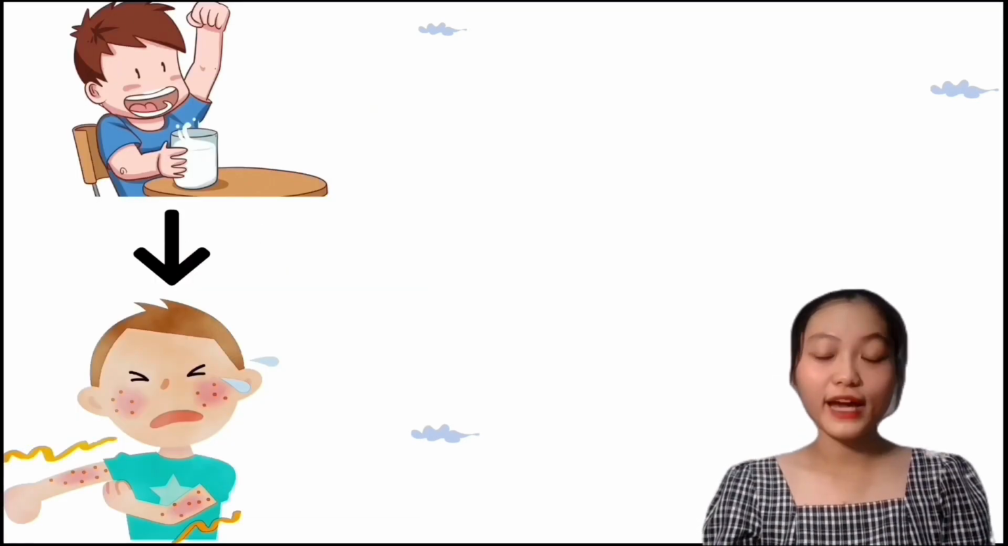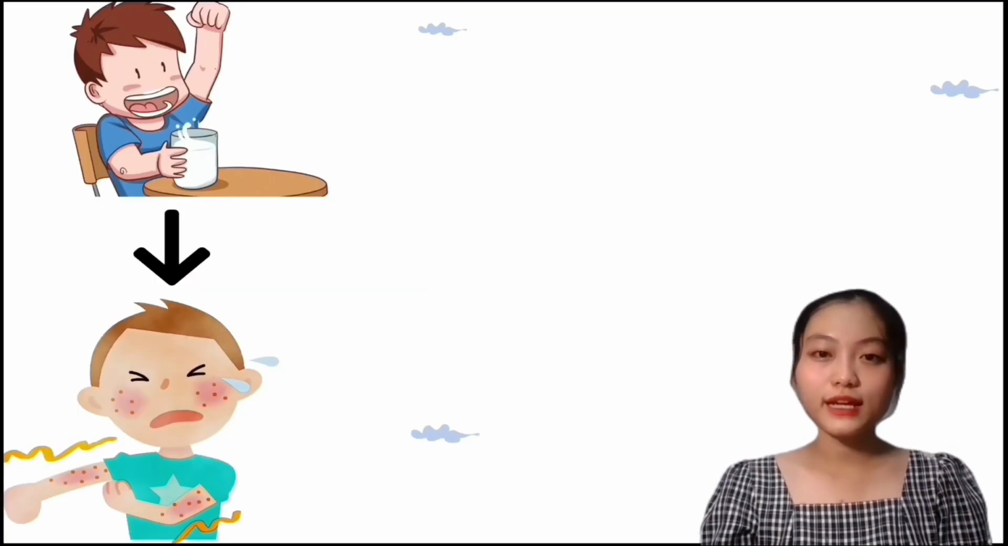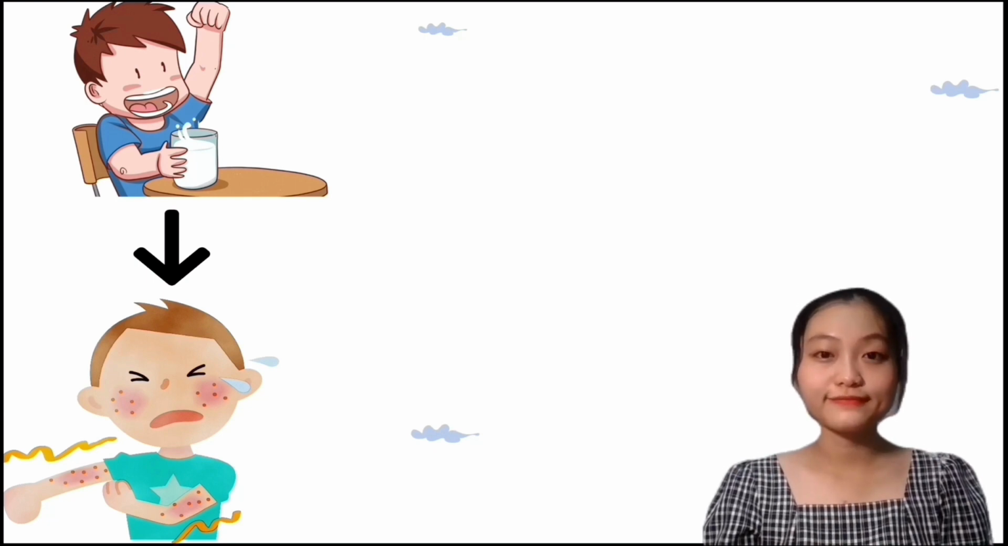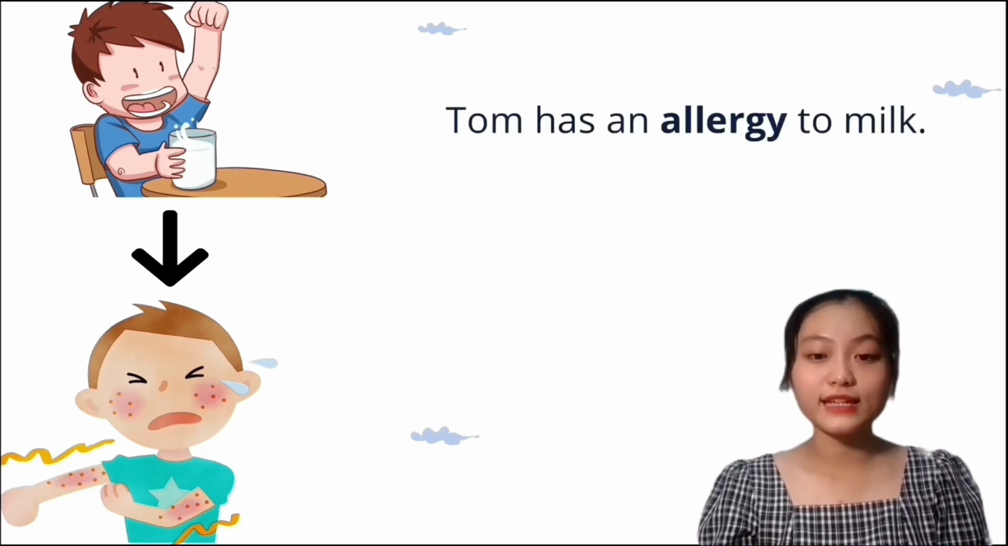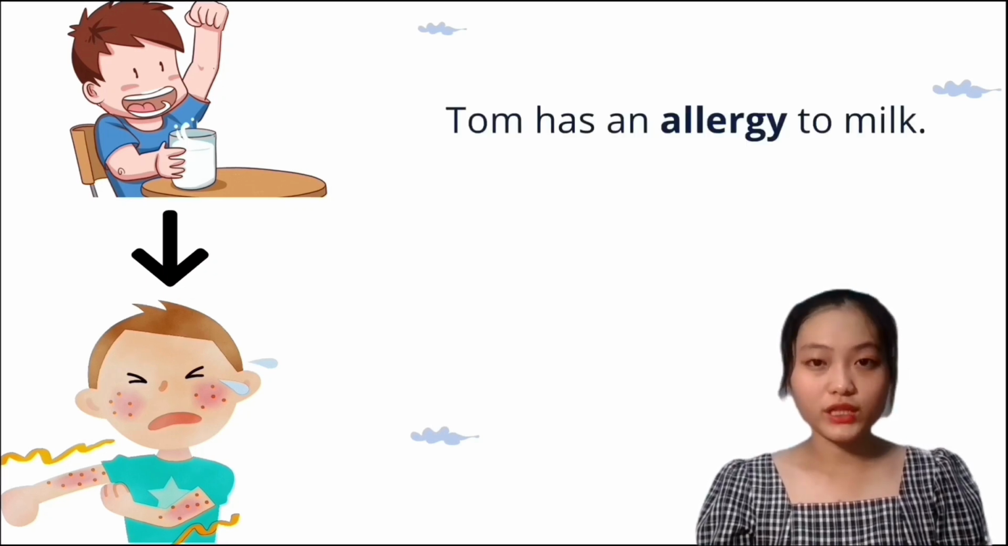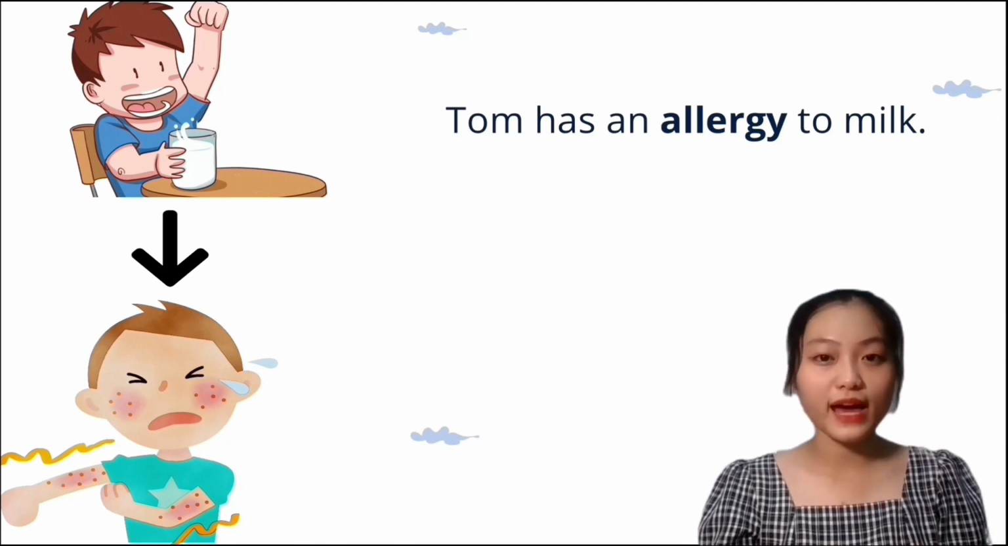About the next word, I have some questions for you. Look at the pictures and can you tell me what Tom is doing? He is drinking milk. And after he drank milk, how did he feel? Did he feel good? No, he had a problem with his skin. Yes, he had a problem with his skin. So we can say that Tom had an allergy to milk. Now repeat after me. Tom has an allergy to milk.